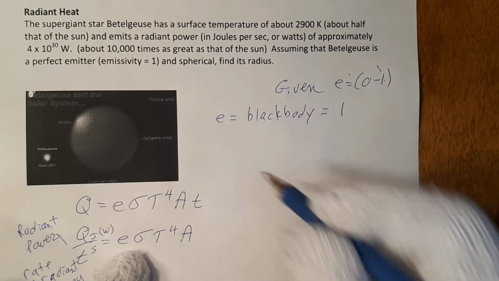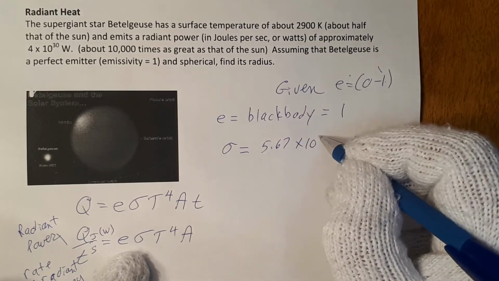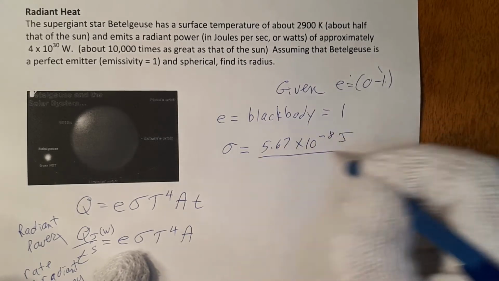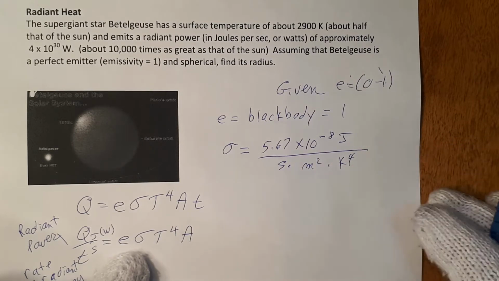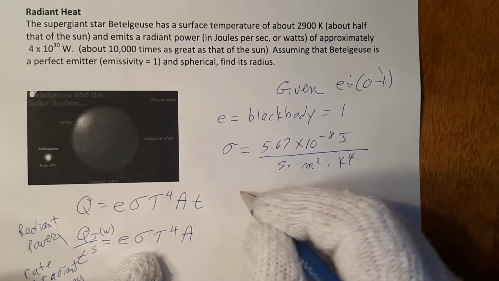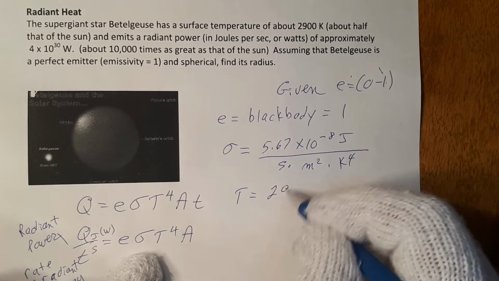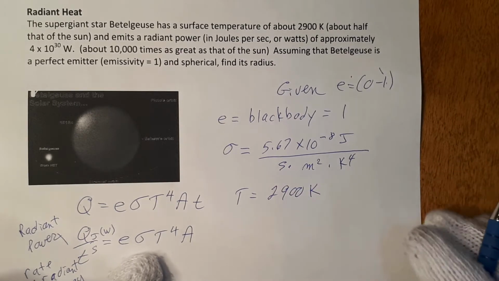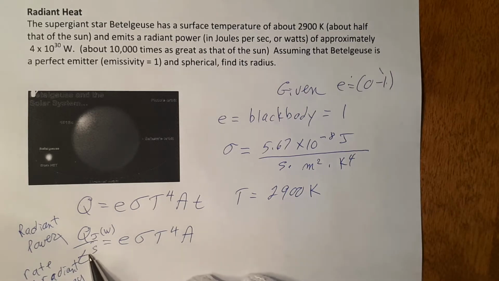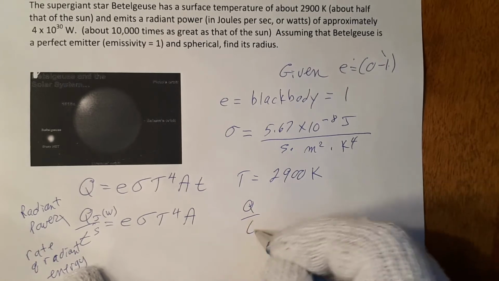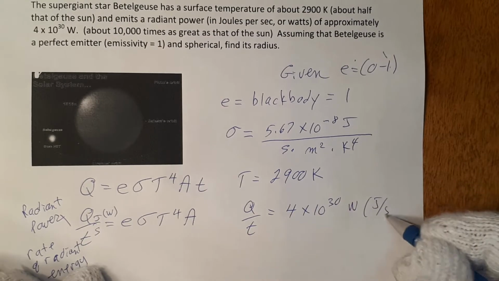In our equation, we have sigma next. Sigma is equal to 5.67 times 10 to the power of minus 8 joules per second meter squared Kelvin to the 4. And we have temperature. Temperature was measured by scientists at 2900 Kelvin on the surface of Betelgeuse. Over here is Q over T, or radiant power. And that's given to us as 4 times 10 to the power of 30 watts or joules per second.